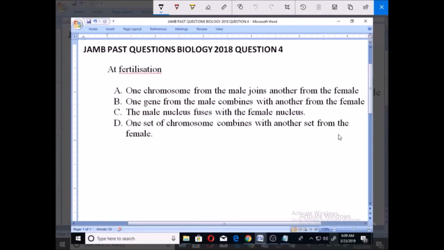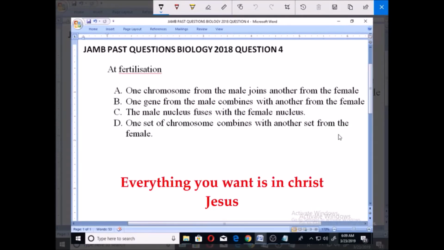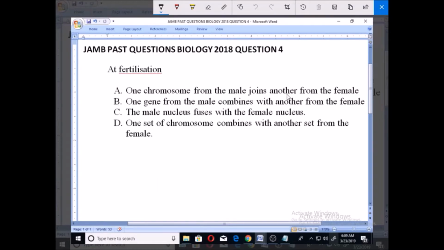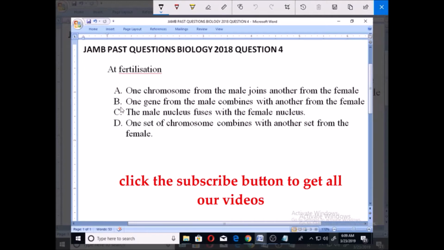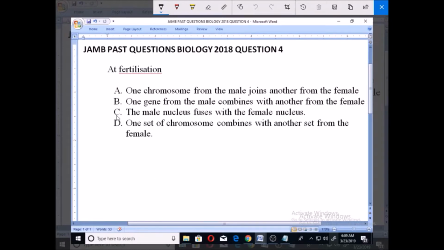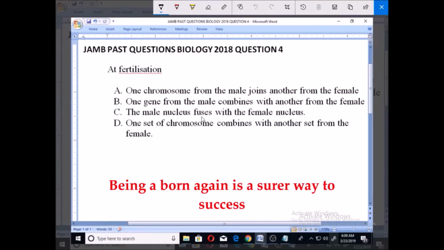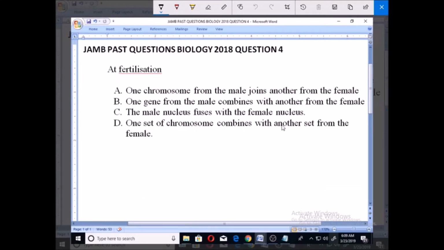Let's look at these Jamb past questions, biology 2018. Question number 4. At fertilization, A, one chromosome from the male joins another from the female. B, one gene from the male combines with another from the female. C, the male nucleus fuses with the female nucleus. D, one set of chromosome combines with another set from the female.